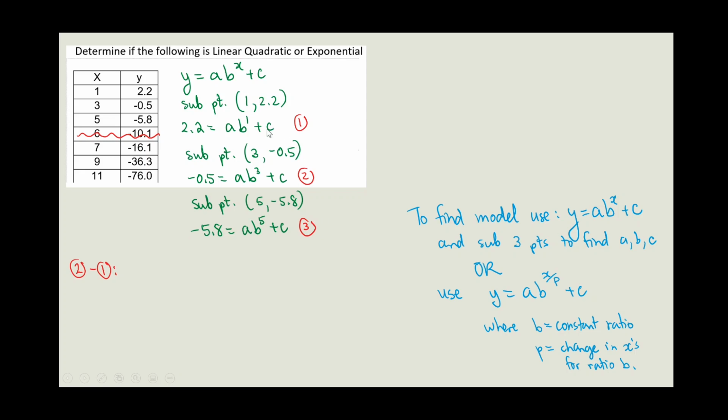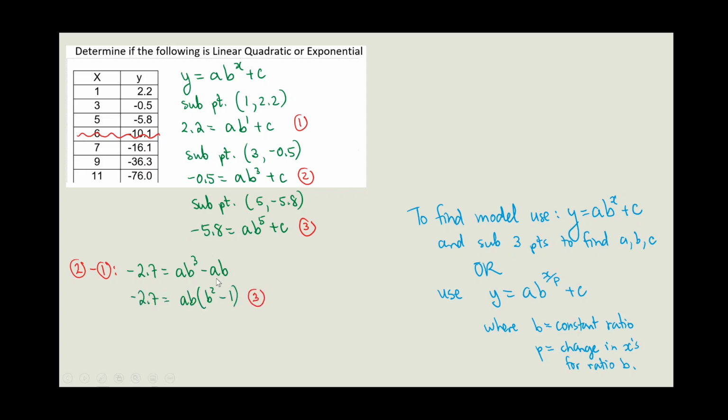Let's start by eliminating this plus c. Because all equations have this plus c, we can do some subtractions to eliminate it. I'll do 2 subtract 1 over here. So this negative 0.5 subtract 2.2 will be this negative 2.7. Then ab to the 3 subtract ab. These are not like terms because the exponents don't match, so just leave them. And then c minus c is going to disappear.